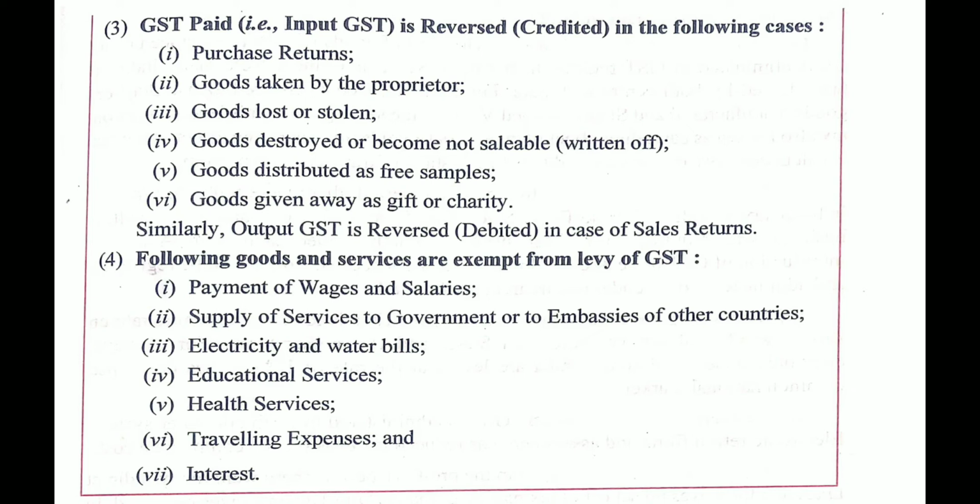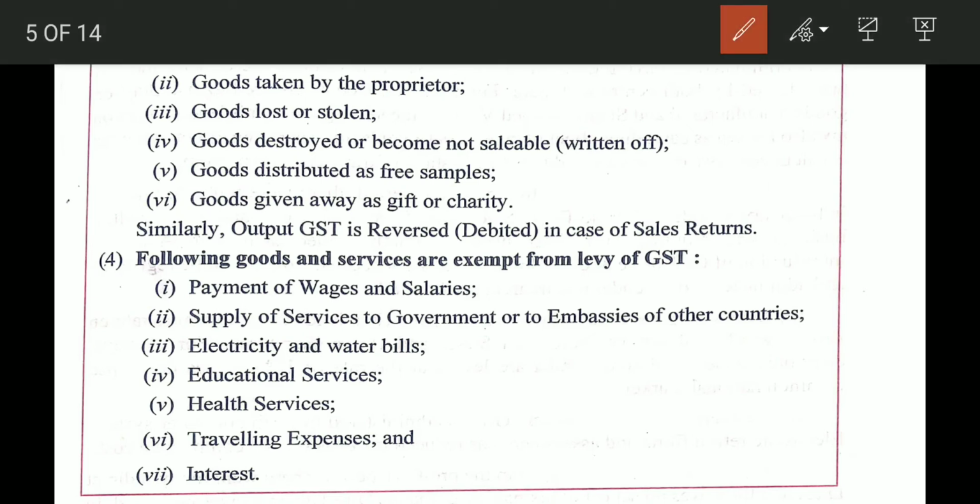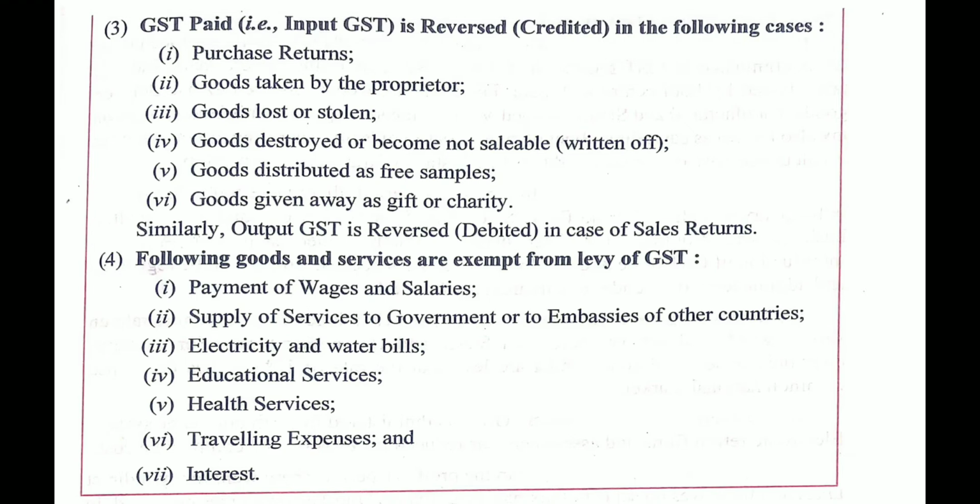GST paid is reversed and credited in the following cases. Now when we do the practical problems, there is input GST. This input GST is paid on the purchase of goods, or on any expenses paid like advertisement and rent. So all these kinds of expenses that we bear, on rent, on advertisement, we pay input GST. In that case, the input GSTs are debited. Now when we reverse it, we will not change the input to output because that will not become a sale. So all those debited input GSTs will be credited.